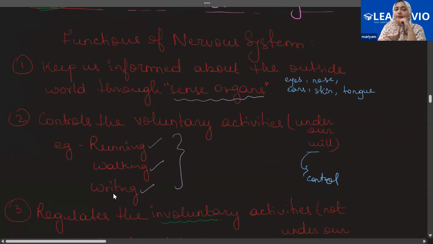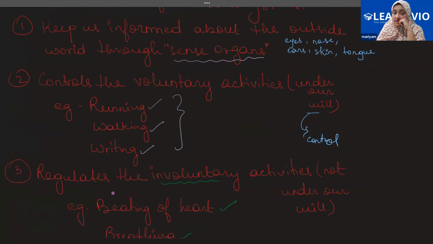Now, secondly, the nervous system is responsible for controlling the voluntary activities, meaning every single activity that is under your control is also controlled by the nervous system. For example, if I ask you to stand up, you'll quickly stand up if you want to. If you don't want to, you'll keep on sitting, right? If I ask you to run, you can run on your own will, right? If I ask you to write something, like take down the notes, you can do it.